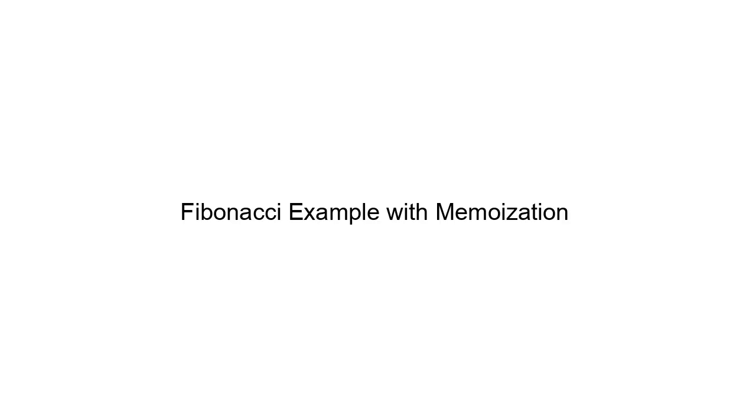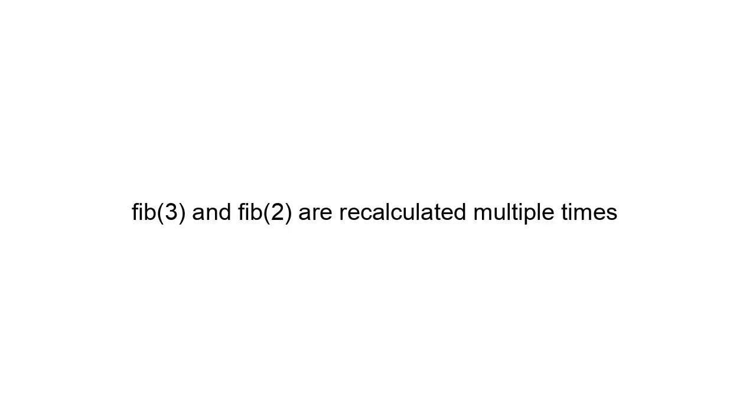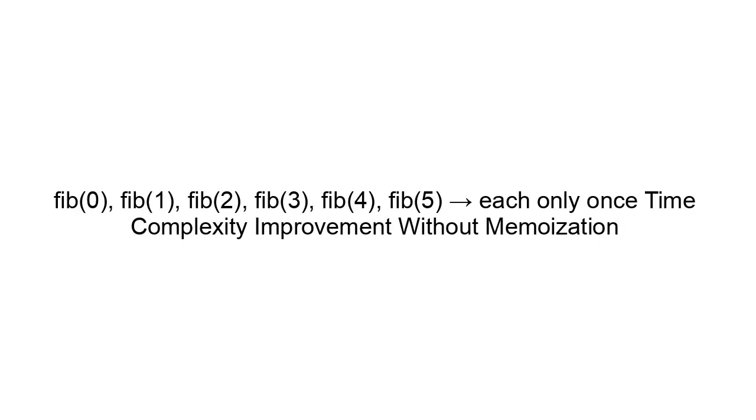Fibonacci example with memoization. Fib(5). Without memoization, fib(3) and fib(2) are recalculated multiple times. With memoization, each value is computed once. Example concept: fib(0), fib(1), fib(2), fib(3), fib(4), fib(5) means each only once. Time complexity improvement without memoization.